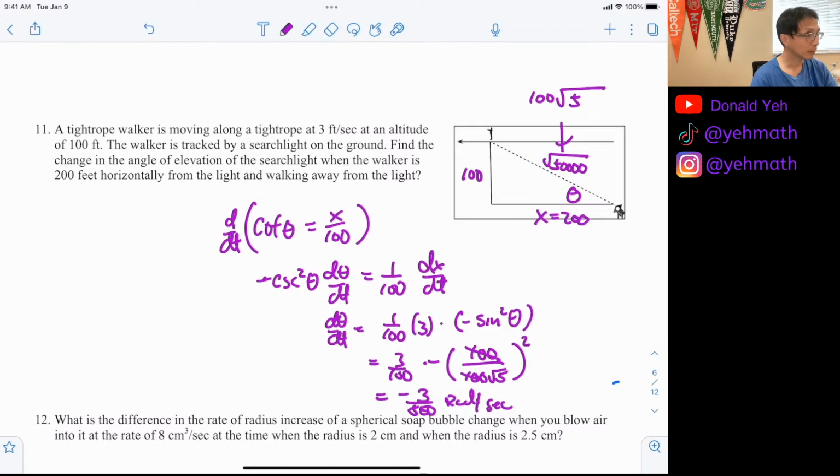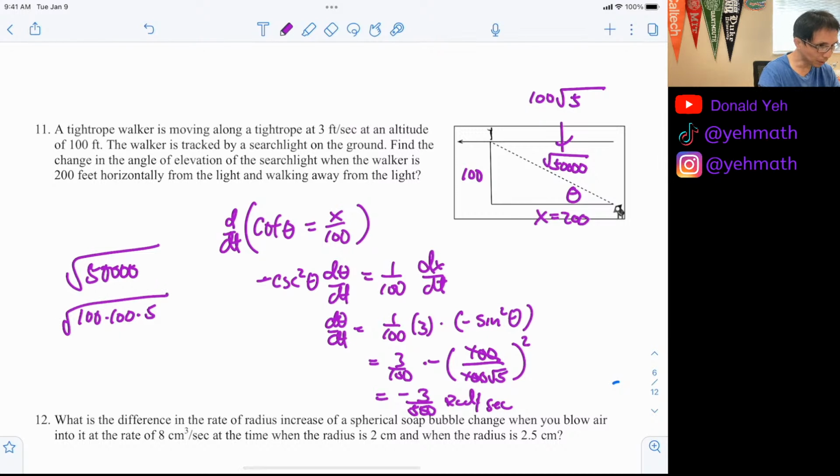Can you explain the radical part one more time? 5,000. Oops, there's too many zeros. So this one is equal to 100 times 100 times 5. Does that make sense? So if you take the square root, 100 you can take out. It's going to be 100 square root 5. Does that make sense? Because the square root of 100 times 100 is 100. Okay. And that's how you get there.